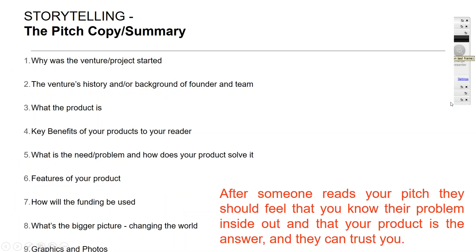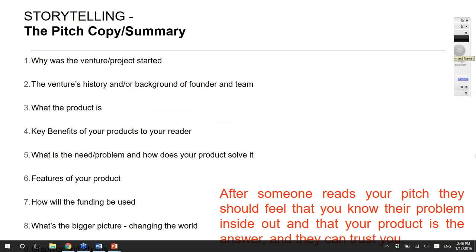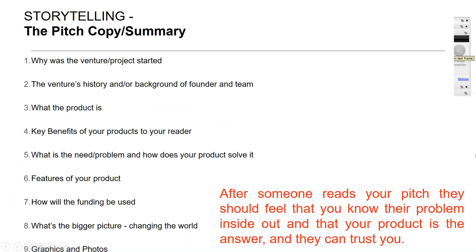So a few things to bear in mind as you're building the text for your campaign. One, mention why your venture or project was started. Give people a history, a background of yourself and why you're doing this. Of course, mention what the product is. You've got to do that. You also want to mention key benefits that your reader, in this case your target audience, will have by using your product or service. State what the need or problem is, and how your product will solve it. Because if people can't see how your product or service can solve a problem, they're not going to invest in it via crowdfunding for you.